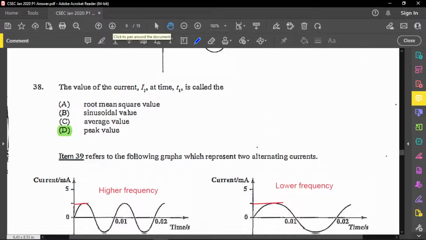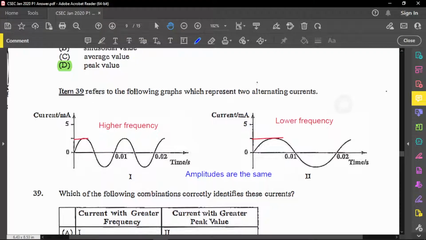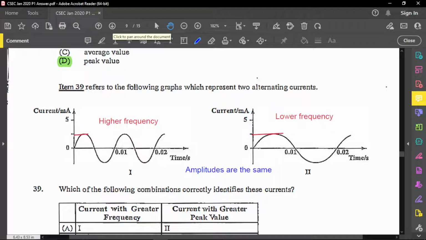Now, going to question number 39. Item 39 refers to the following graphs, which represent two alternating currents. What is the difference between graph 1 and graph 2? Before we go to the question, let me make some notation here. If you notice the amplitude for both of them, they are the same. Notice the notation in blue, the amplitudes are the same, pretty much 2.5 because it's halfway to 5 going up. So know that they have the same loudness.